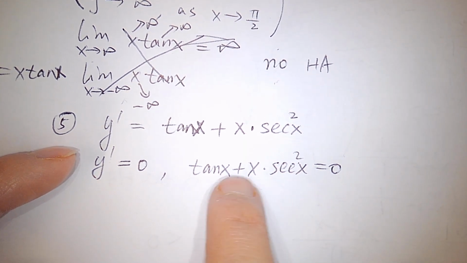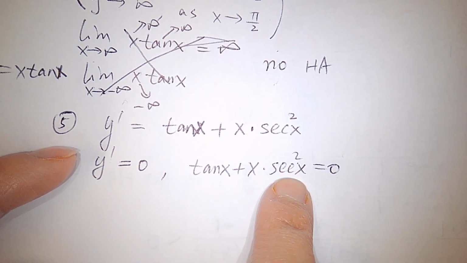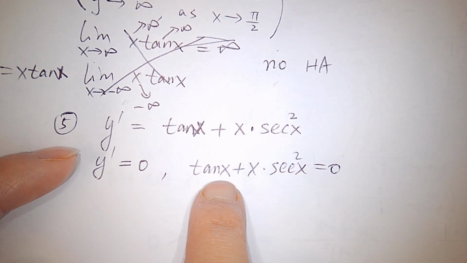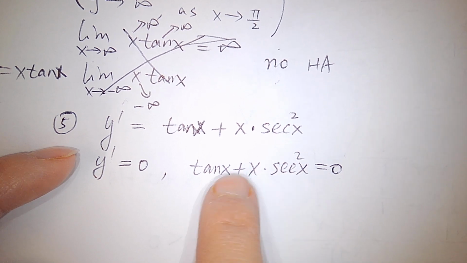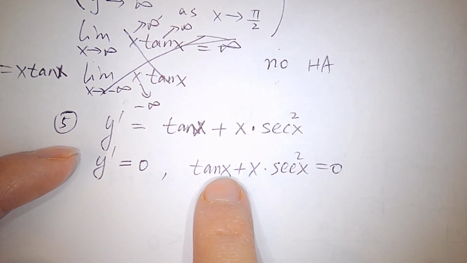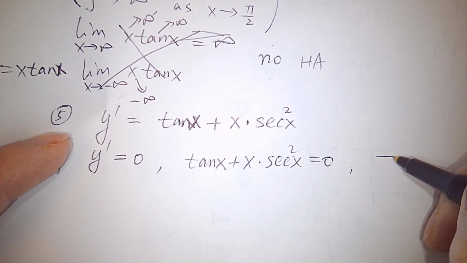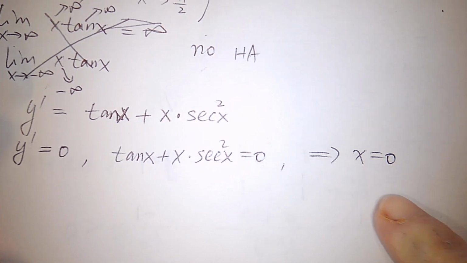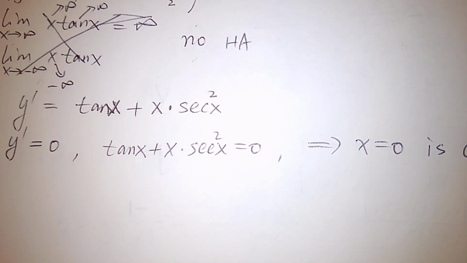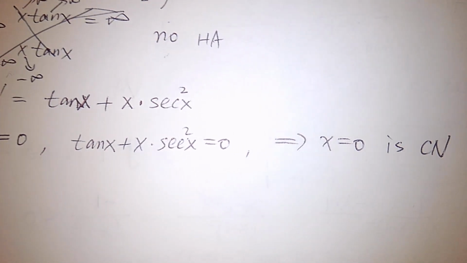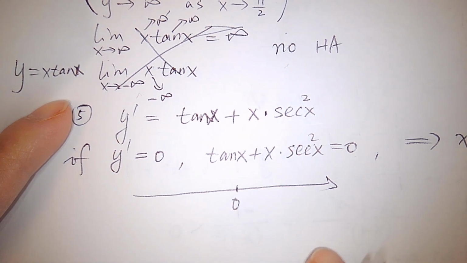When x is positive, tangent x is positive, positive times positive will be positive. No way. When x is negative, tangent will be negative, negative times positive is negative, negative plus negative will be negative. So only when x equals what? 0. Yes, you're right. This implies x equals 0, and x equals 0 is our critical number, right?